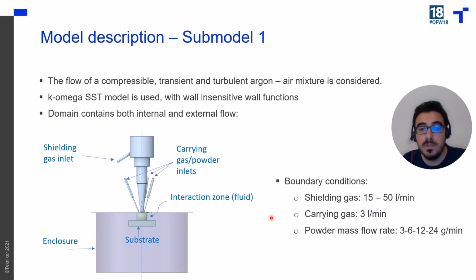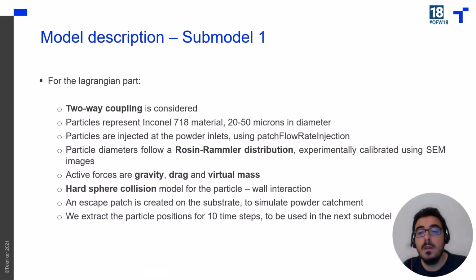Boundary conditions: we consider shielding gas volumetric flow rates between 15 and 50 liters per minute. The carrying gas is fixed at 3 liters per minute, and the powder mass flow rate is between 3 and 24 grams per minute. At t equals 0, we have our domain, that is both the internal nozzle and the external part, completely filled with air. Then we inject argon gas at the inlets, and we let the model run until both the nozzle and the interaction zone are filled with argon gas. At this point, we inject our Lagrangian cloud under the following assumptions.